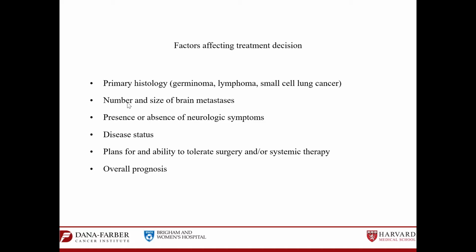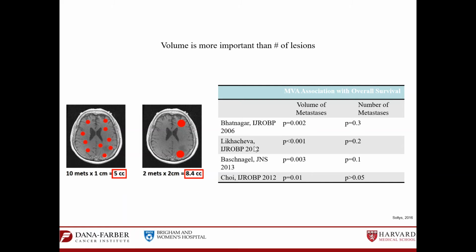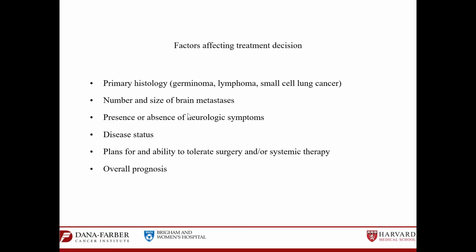And actually what really matters is not the number of metastases, it's the volume of metastasis. If I go to the next slide, here are some trials that discuss overall survival related to the volume of metastasis, not the number of metastases. As you can see, the volume of metastasis is significantly associated with worse survival when the volume is larger, but not with the number of metastases. You can see here the first patient on the left has multiple mets, but the total volume is 5 cc, whereas the second patient has only 2 metastases, but the total volume is 8.4 cc. So it's not actually the number, it's the volume you're dealing with when radiating those lesions in the brain.